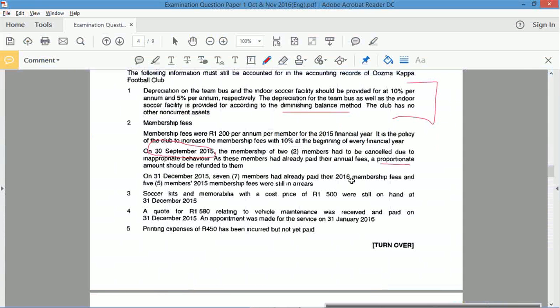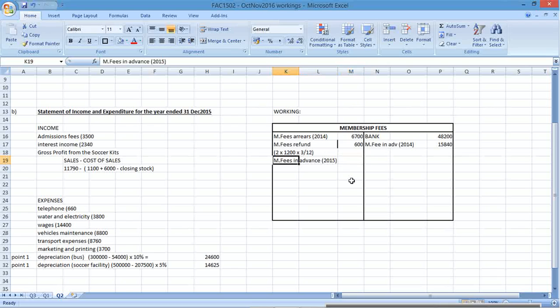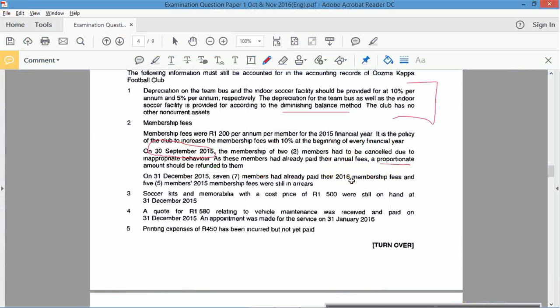Okay, so how much membership fees did I receive in advance? 7 members. So 7 times, oh, but this is next year. So it's going to include that 10% increase. Yep, so it's 1,200 times 1.10 times 7 members. Okay, so 1,200 times 1.1 times 7 gives you that amount. Okay, there's the membership fees received in advance. Current year's membership fees.